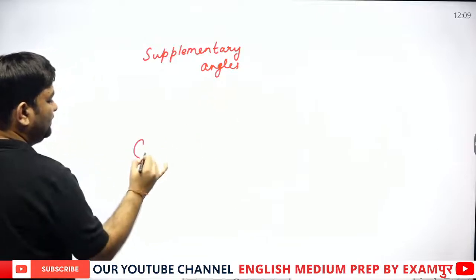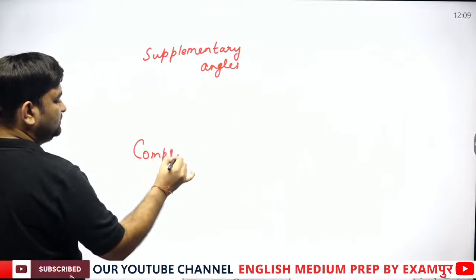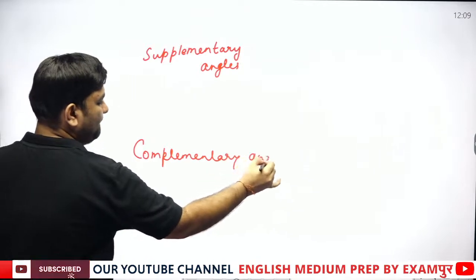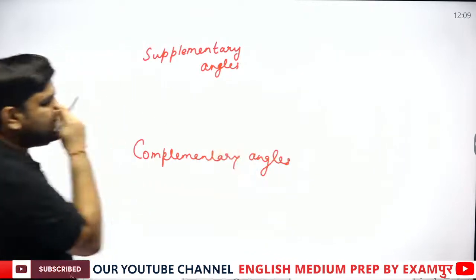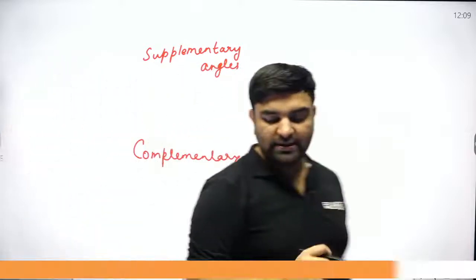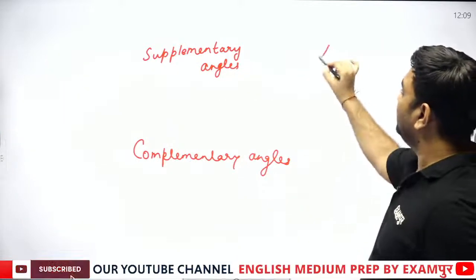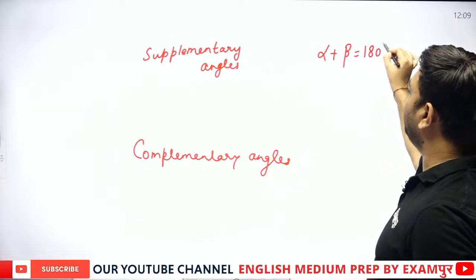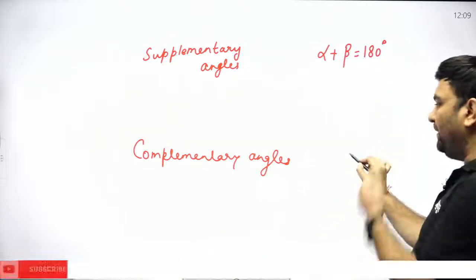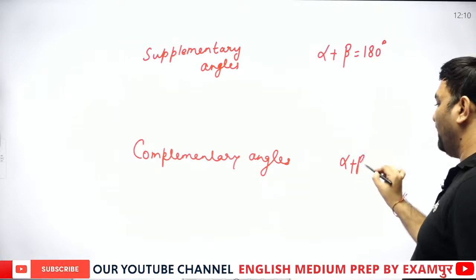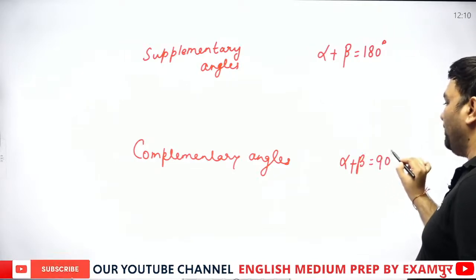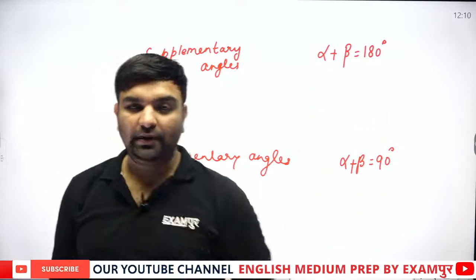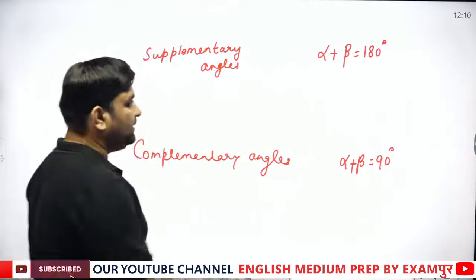And complementary angles. So guys, if alpha and beta are supplementary angles, then their sum should be equal to 180 degrees. And if alpha and beta are complementary angles, then their sum should be equal to 90 degrees.